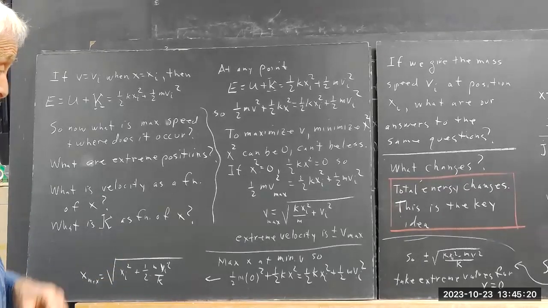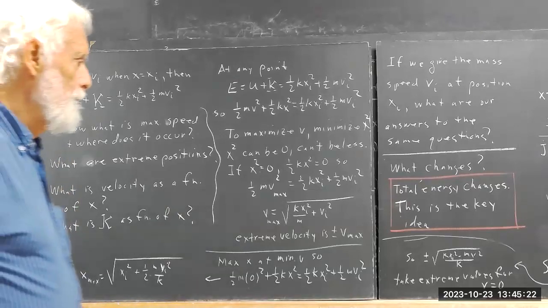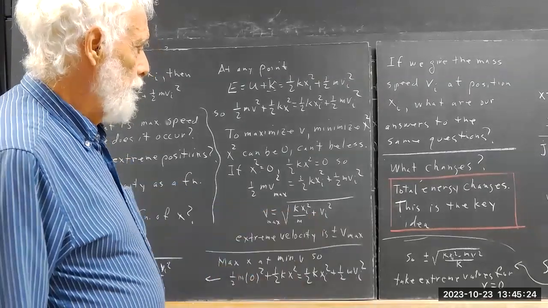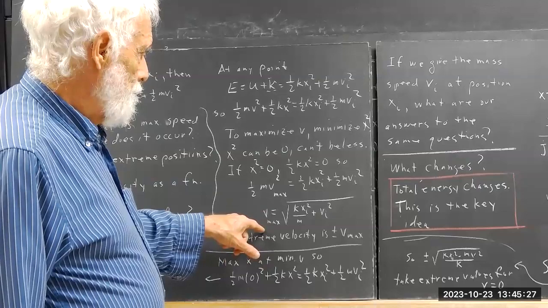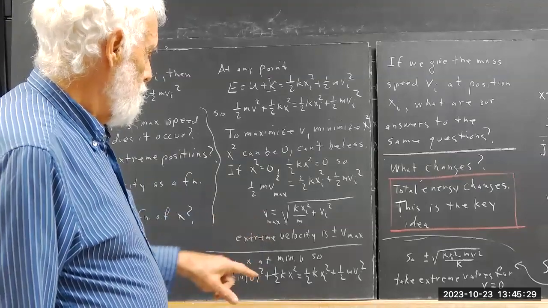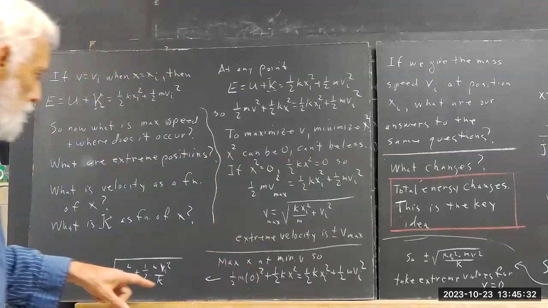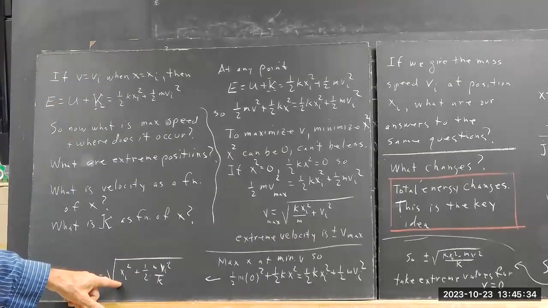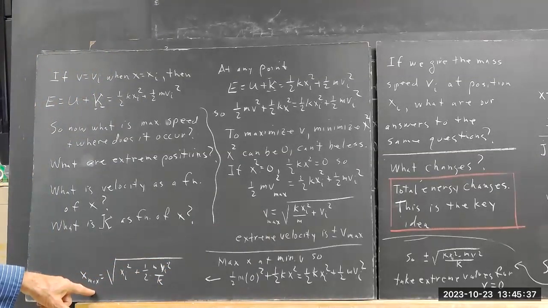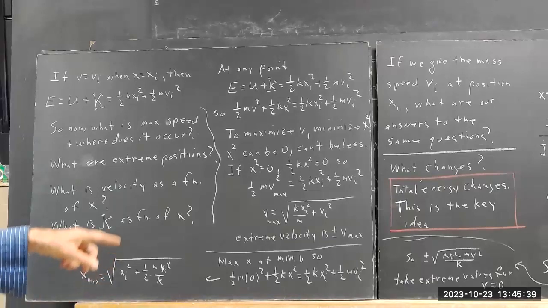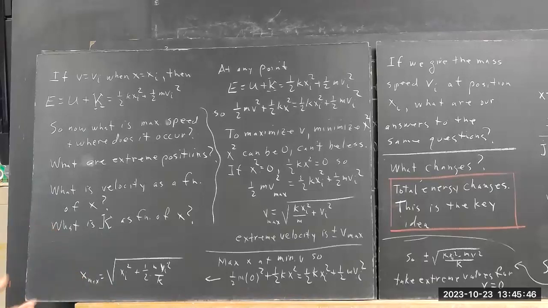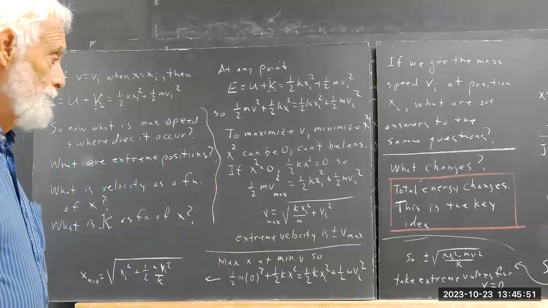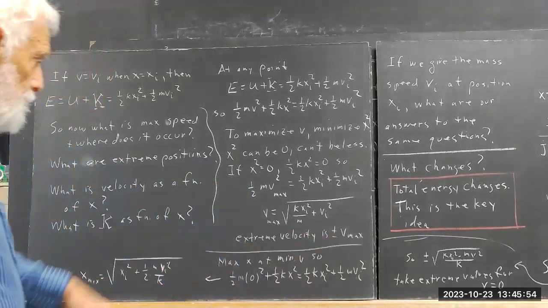Now notice, if v_i equals 0, what do you get? You get x_i. X max is the square root of x_i squared, which is just x_i. And the extreme values of X are plus or minus X max, similar to what we said here. I'm not going to write it out.